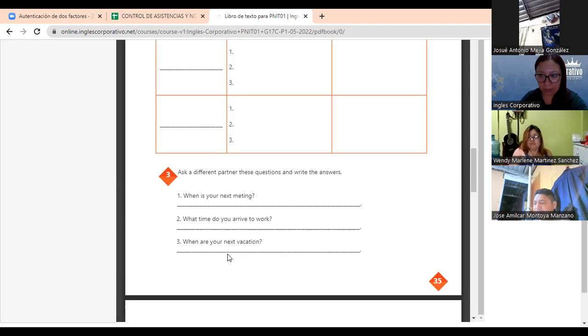This is about Wendy. Esto es sobre Wendy. Wendy has her next meeting on Tuesday. Wendy arrives at work at tal hora. Wendy has her next vacation in December. Okay, un ejemplo. Cuando regresen, la información que colecten de la otra persona la van a dar en tercera persona, ¿de acuerdo? Okay, vamos a pasar la lista antes de todo.